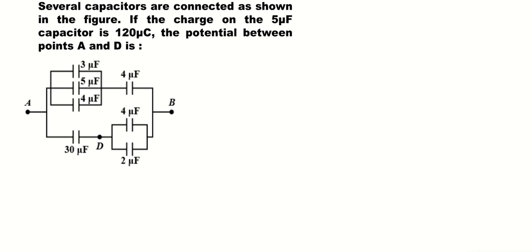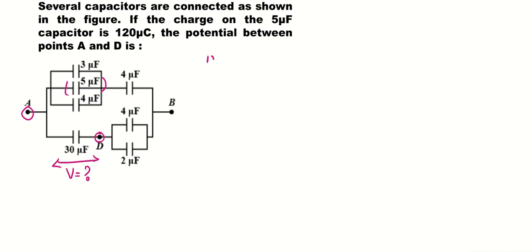Let's solve this problem. Several capacitors are connected as shown in the figure. If the charge on the 5 microfarad capacitor, that is this one here, is 120 microcoulomb, what is the potential between point A and point D? That's what we have to find out. The potential between A and D is the same as the potential across this capacitor. So the question is, what is the potential across the 30 microfarad capacitor?